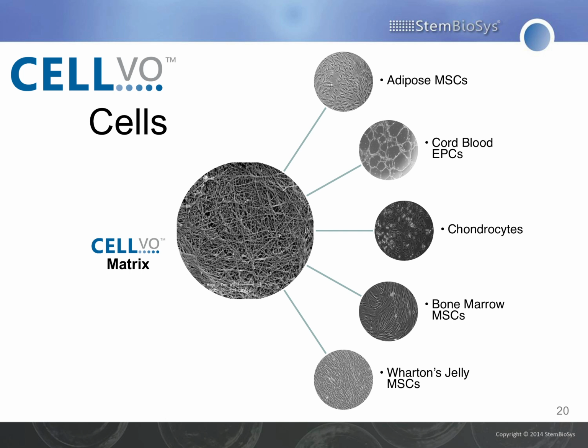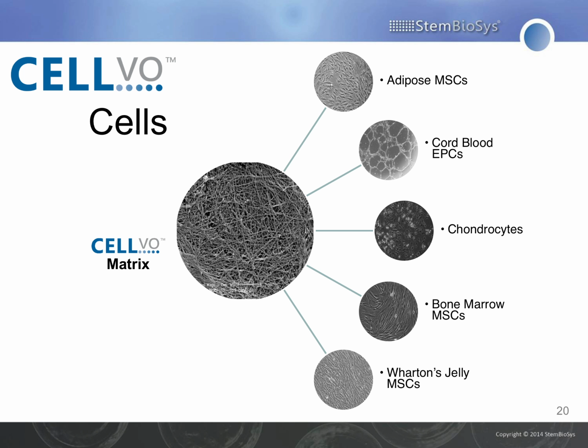So what we've also done now going forward is we've decided that we were going to provide these more potent cells to researchers as well. So we've taken on an effort to isolate these different types of cells that you see here, the adipose MSC, the cord blood, endothelial progenitor cell, chondrocytes, bone marrow MSCs, and Wharton jelly MSCs from the cord tissue. And these cells are different from normal MSCs that you see in other catalogs in that they've been isolated and grown on this extracellular matrix.